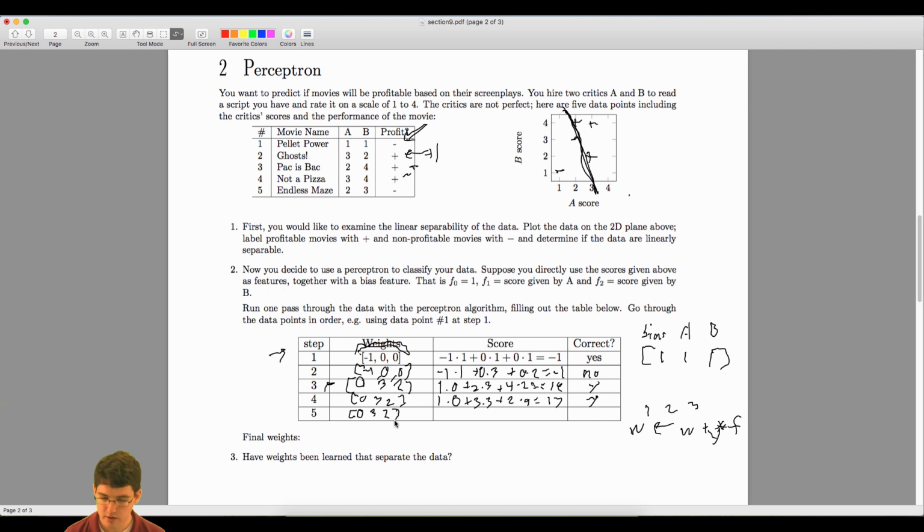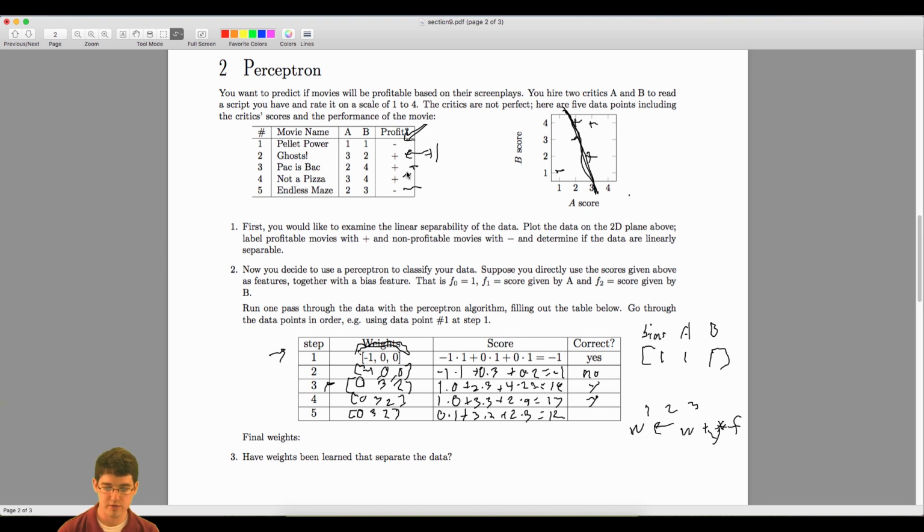I'm going to put a bracket here. Okay, so we've got 0 times 1 plus 3 times 2 plus 2 times 3, and that is 12. Here we can see this value is positive, but if we look back up at our actual table, we wanted to get a negative here. So this is a mismatch.